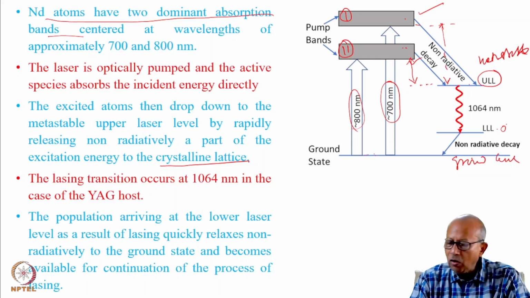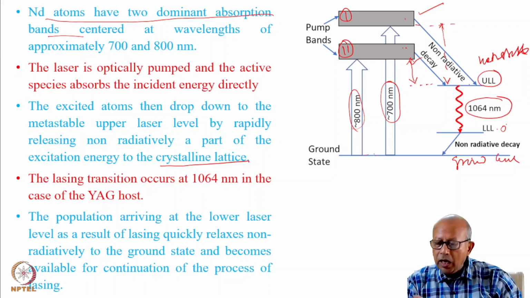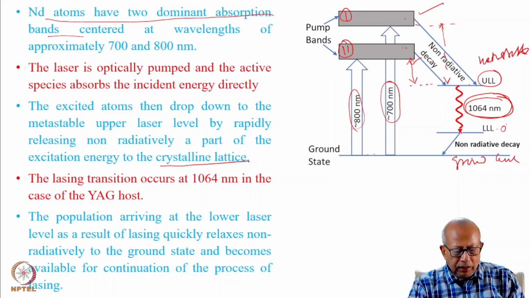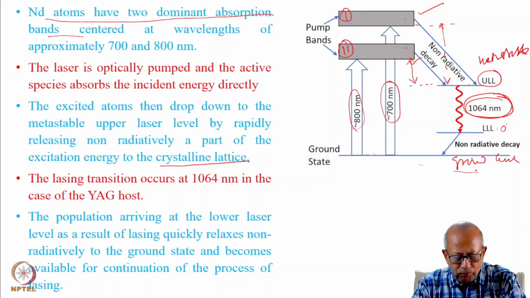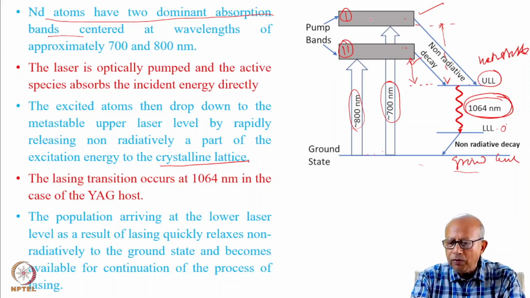The lasing transition occurs at 1064 nanometer in the case of YAG host. When neodymium is doped in YAG, then the emission wavelength is 1064 nanometer. The population arriving at the lower laser level as a result of lasing quickly relaxes to the ground state, again in a non-radiative way, and becomes available for continuation of the lasing process further. It is now again available for being pumped and continuation of the process of lasing.